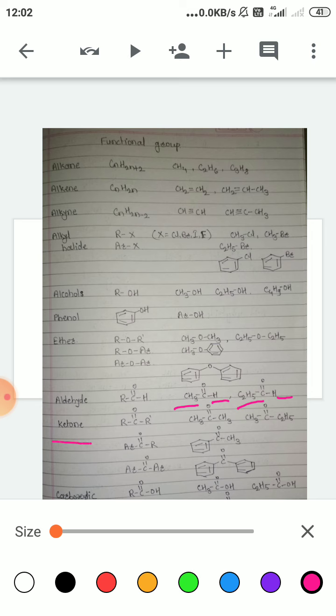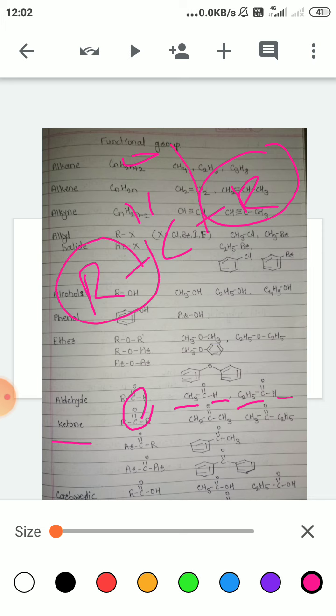The next functional group is ketone. Now the carbonyl group is attached to two alkyl groups. Here this R is also an alkyl group, and this R is also an alkyl group attached to the carbonyl carbon. That is, if the carbonyl carbon is attached to two alkyl groups, then the compounds are called ketones. These alkyl groups may be the same or may be different, and they may be aliphatic or may be aromatic also.